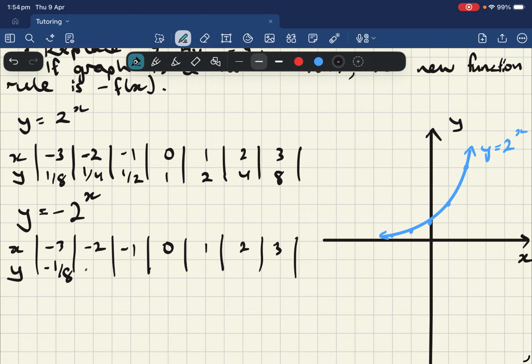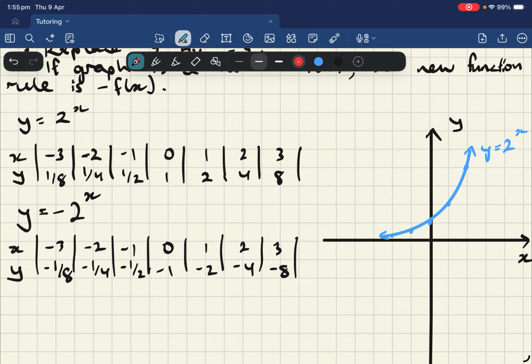Same thing as I go on. This one will be -1 over 4, -1 over 2, -1. We get -2, -4, and -8. This is just putting things into your calculator. So I'm going through this a bit quicker because we've looked at tables of values plenty of times on this channel before. So once you input all of this in, you will get this in your table of values.